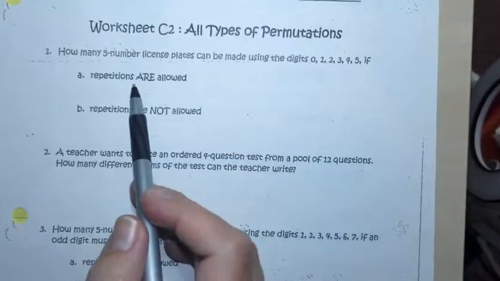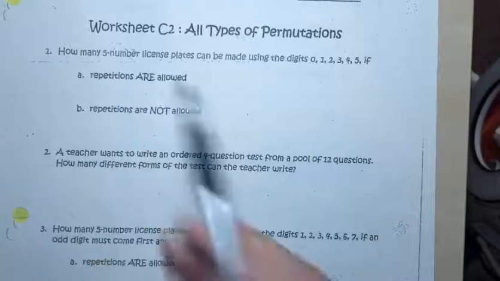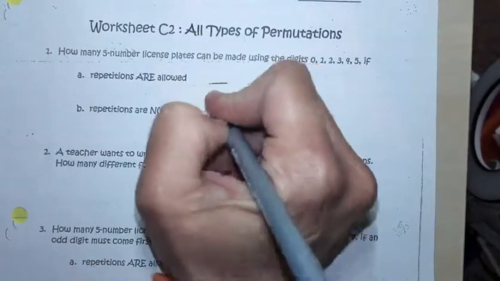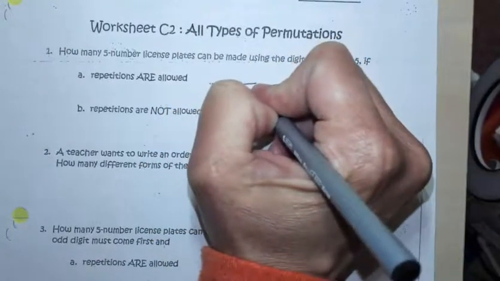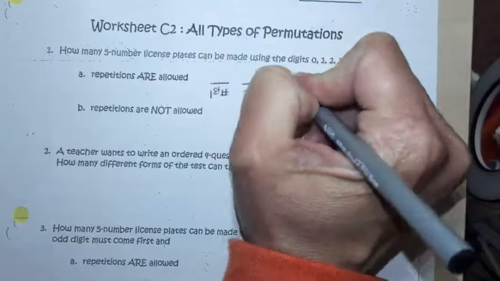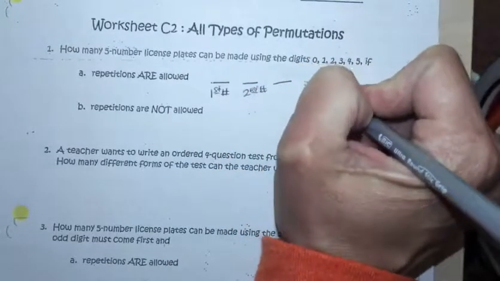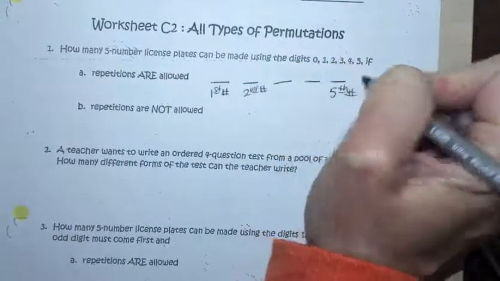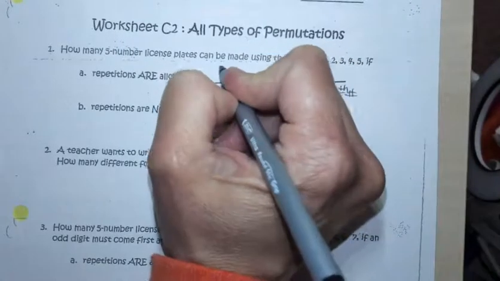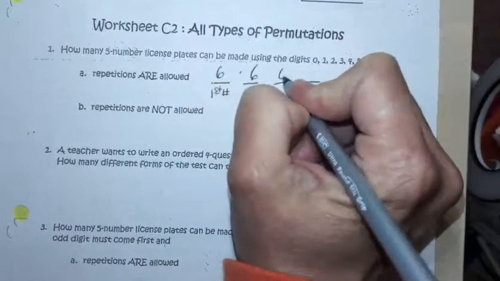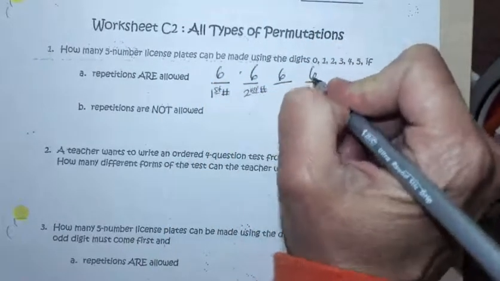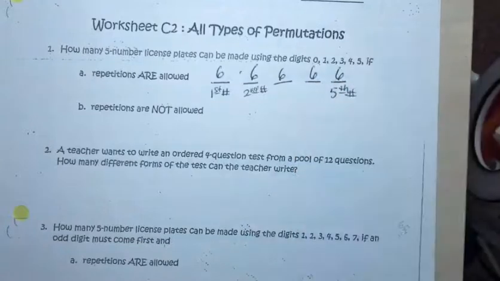So if repetitions are allowed, then I have my first digit, second number, third number, fourth number, fifth number. Now, if repetitions are allowed, I have 6 possibilities for the first one, 6 possibilities for the second, 6 for the third, 6 for the fourth, and 6 for the fifth number, because they could all be the same number.